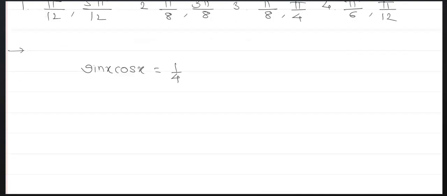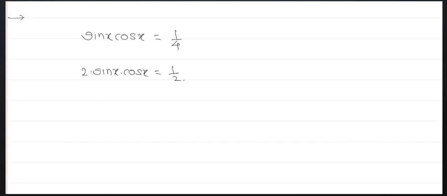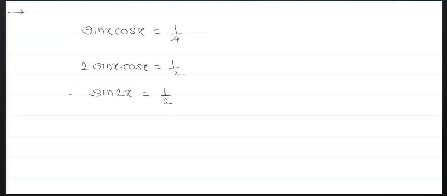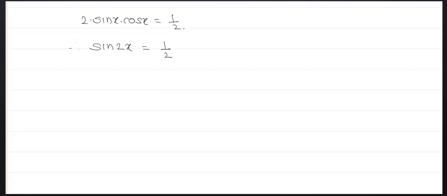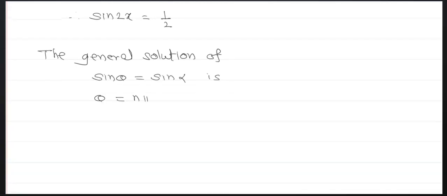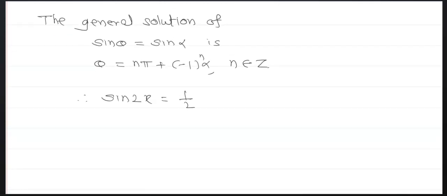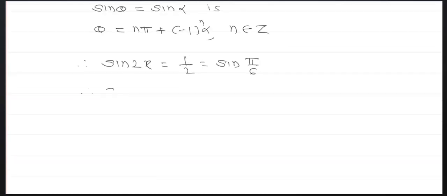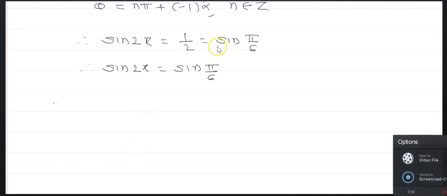Now we have sin x into cos x is equal to 1 by 4. 2 sin x into cos x is equal to 1 upon 2. That is, sin of 2x is equal to 1 upon 2. Therefore, the general solution of sin theta is equal to sin alpha is theta is equal to n pi plus minus 1 raised to n into alpha, where n belongs to Z. We have here sin of 2x is equal to 1 upon 2. That is nothing but the sin of pi by 6, that is sin 30. Therefore, sin of 2x is equal to sin of pi by 6.